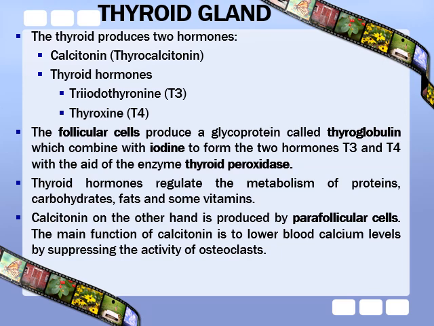So what are the hormones produced by the thyroid gland? So we have the calcitonin or the thyroid calcitonin, and syempre thyroid hormones, we have the T3 and T4. T3 is triiodothyronine and T4 is thyroxine. So the thyroid hormones regulate the metabolism of proteins, carbohydrates, fats, and some vitamins. So calcitonin naman is produced by the parafollicular cells. So ano ang main function ng calcitonin? It is used to lower the calcium levels by suppressing the activity of the osteoclast.